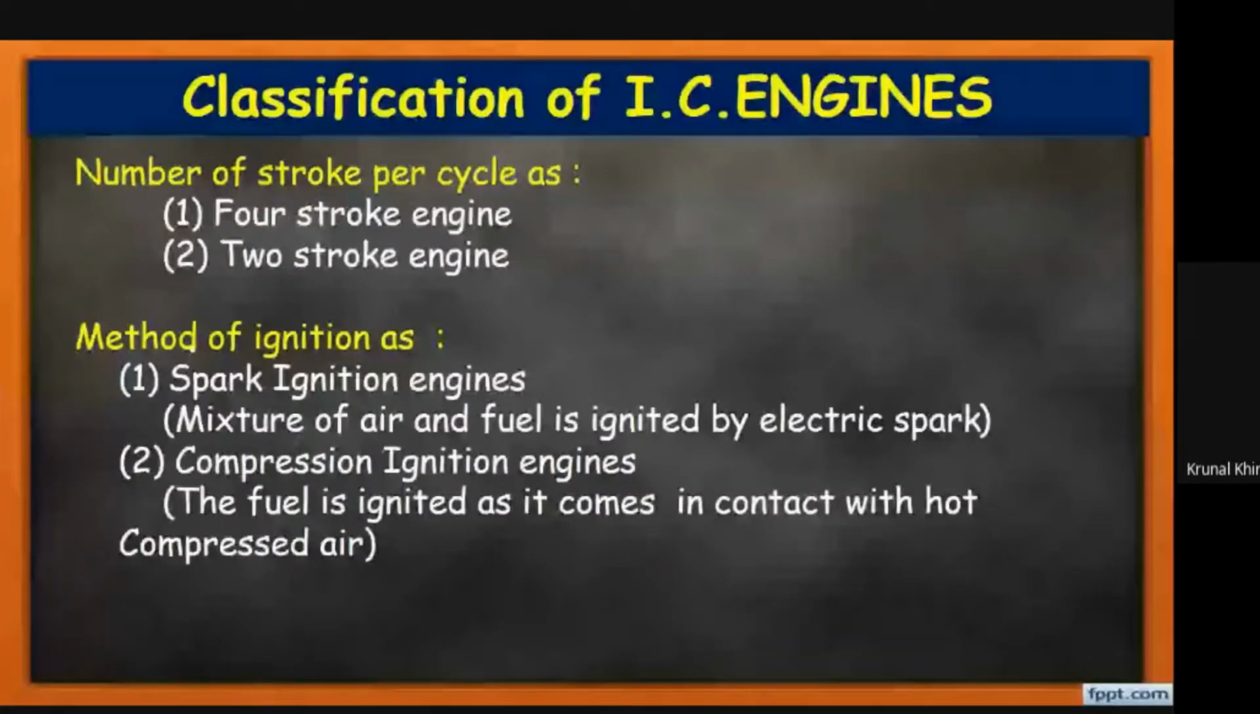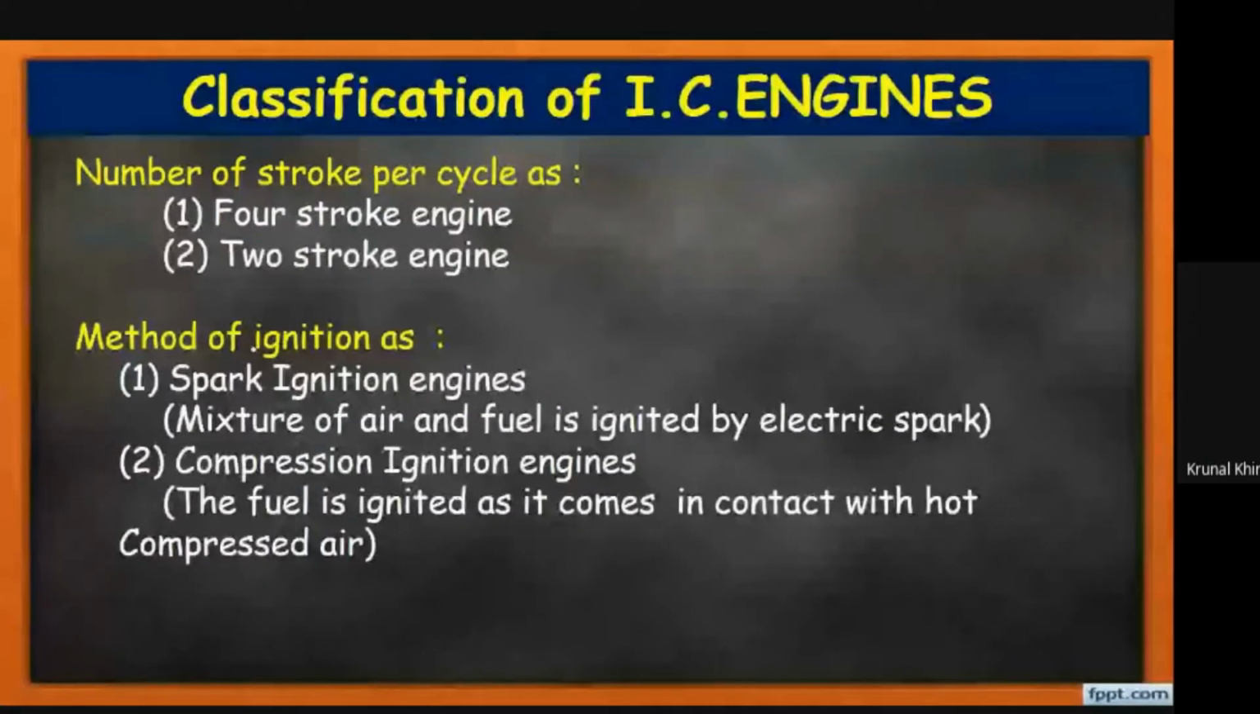Then the method of ignition, this is very important. Ignition is an important phenomenon for the combustion of the fuel inside the engine. One is the spark ignition engine, and the short form we know is the SI engine. And the second is compression ignition, which we call the CI engine. In the SI engine, the mixture of air and fuel is ignited by an electric spark. We have the spark plug, and the spark generated from that spark plug initiates the combustion process of the fuel and air, petrol and air, and that's why this kind of engine is called a spark ignition engine.